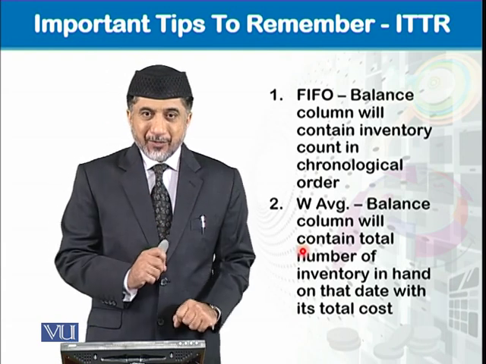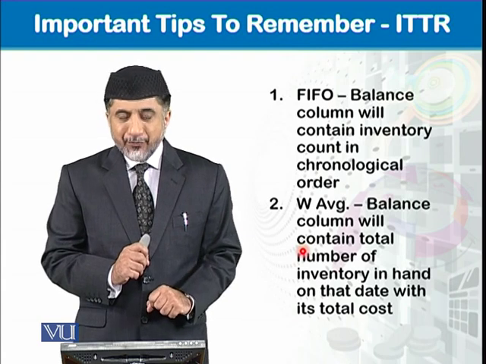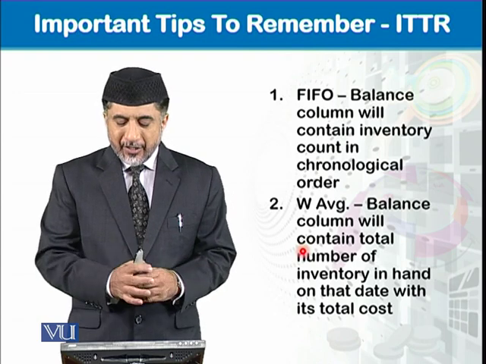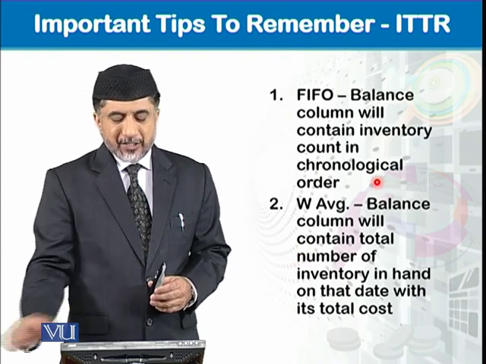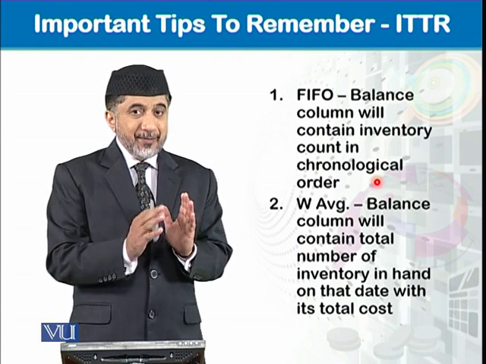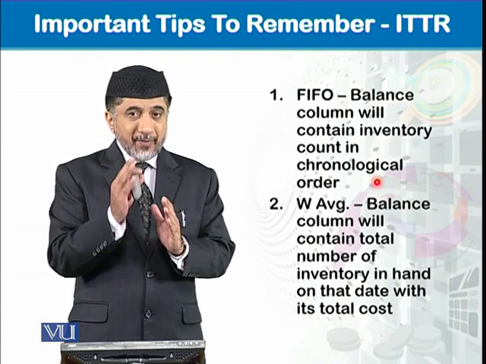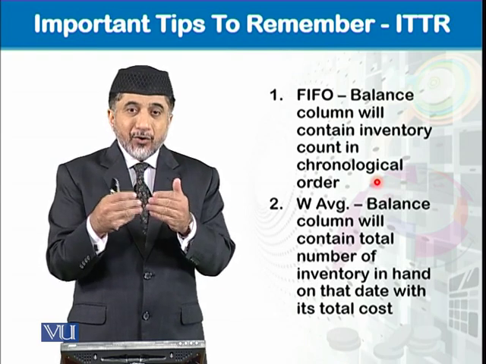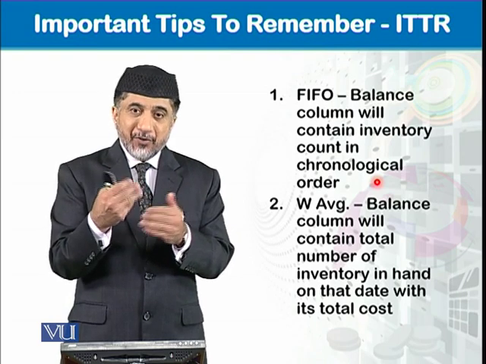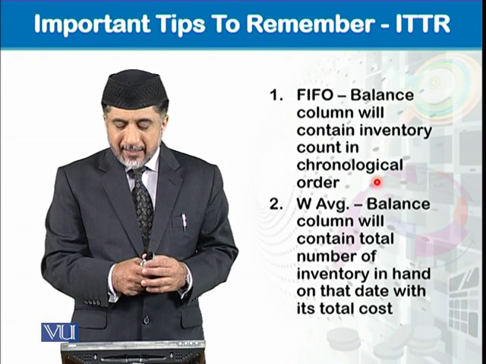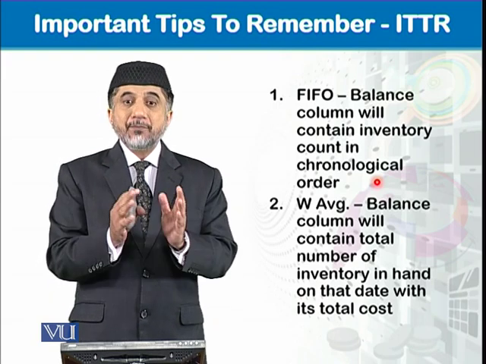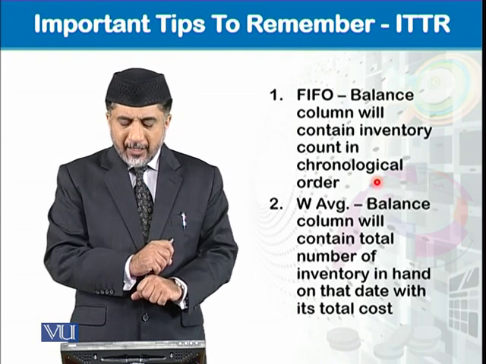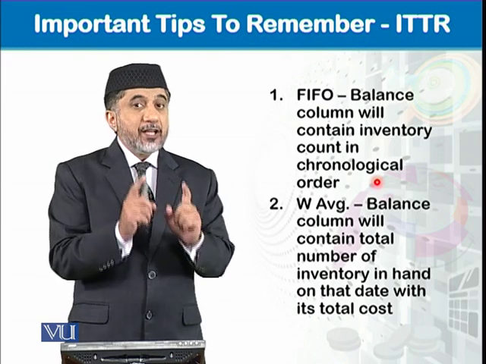So the important tips to remember in this module are that under this FIFO method, balance column will contain inventory count in chronological sequence, because we are using perpetual system, and in this perpetual system, whenever we will be writing the balance, it will follow the chronological sequence, okay, the previous balance will be brought down. Whereas under this weighted average method for this perpetual system of accounting, the balance will contain total number of the inventory in hand on that date with its total cost.